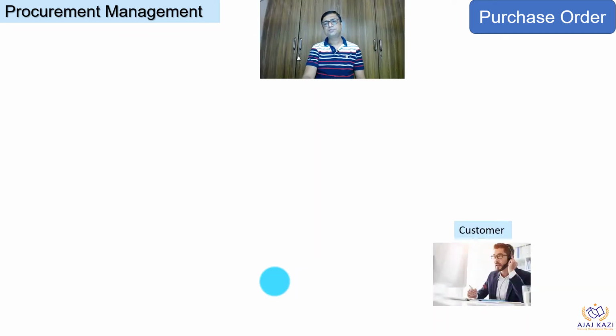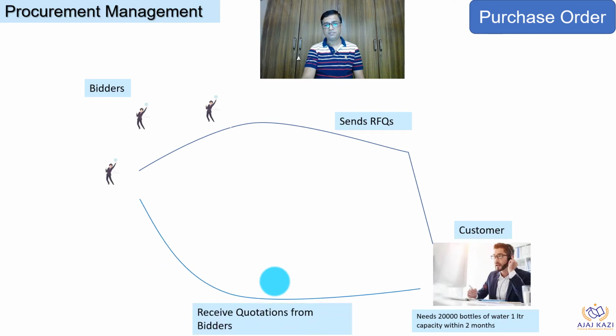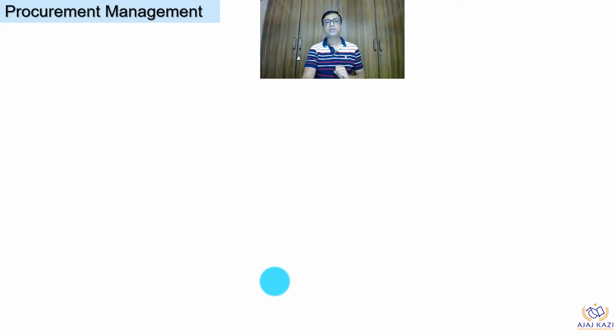He is a customer. He needs 20,000 bottles of 1 liter within 2 months. So what he does, he puts out an RFQ, request for quotation. It goes to different bidders. These are the bidders. The bidders send their offers or quotations to the customer. And based on the price, the customer selects the cheapest bidder and issues a purchase order. This is how the whole cycle moves on. I hope it is adding value.